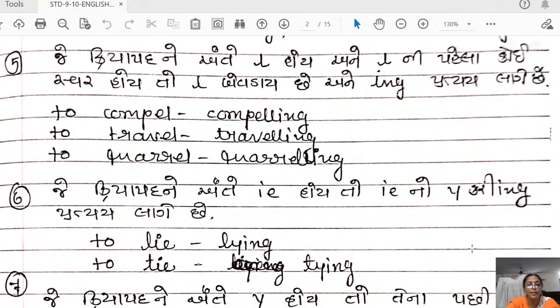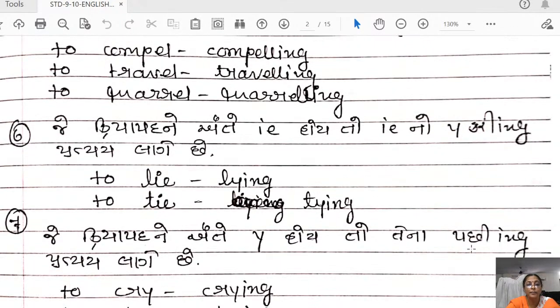See for example, to lie, in which we have IE at the end of the word, it becomes Y directly. LYING, lying. To tie, it becomes tying, TYING. This is rule number 6.